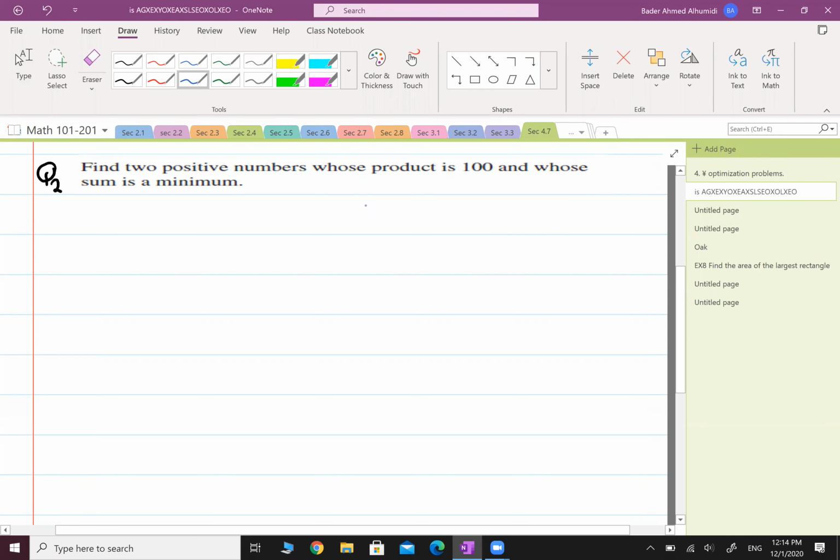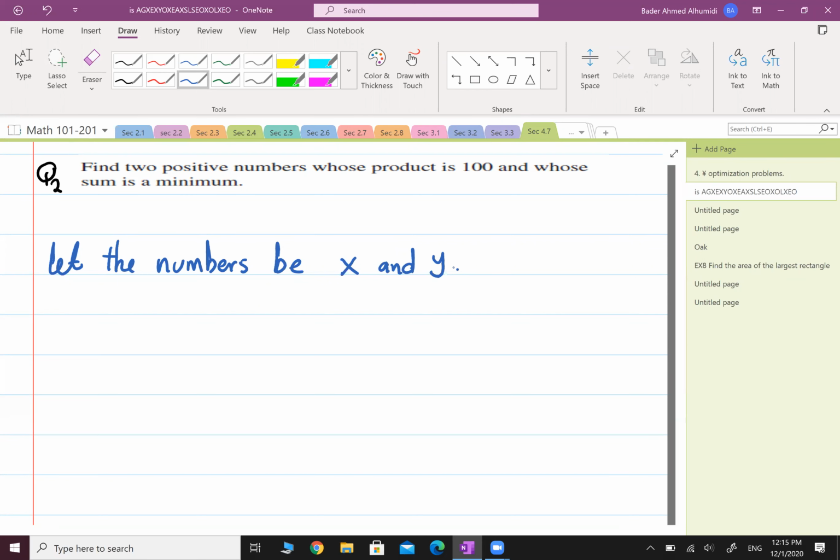So we assume the numbers. Let the numbers be x and y. I call them x and y. You may call them other variables, no problem. We need to translate now the word problem into mathematics. He said find two positive numbers. Okay, we assume them x and y. What is given? Whose product is 100. So what is given in the exercise is this: x times y is equal to 100. This is given in the exercise.